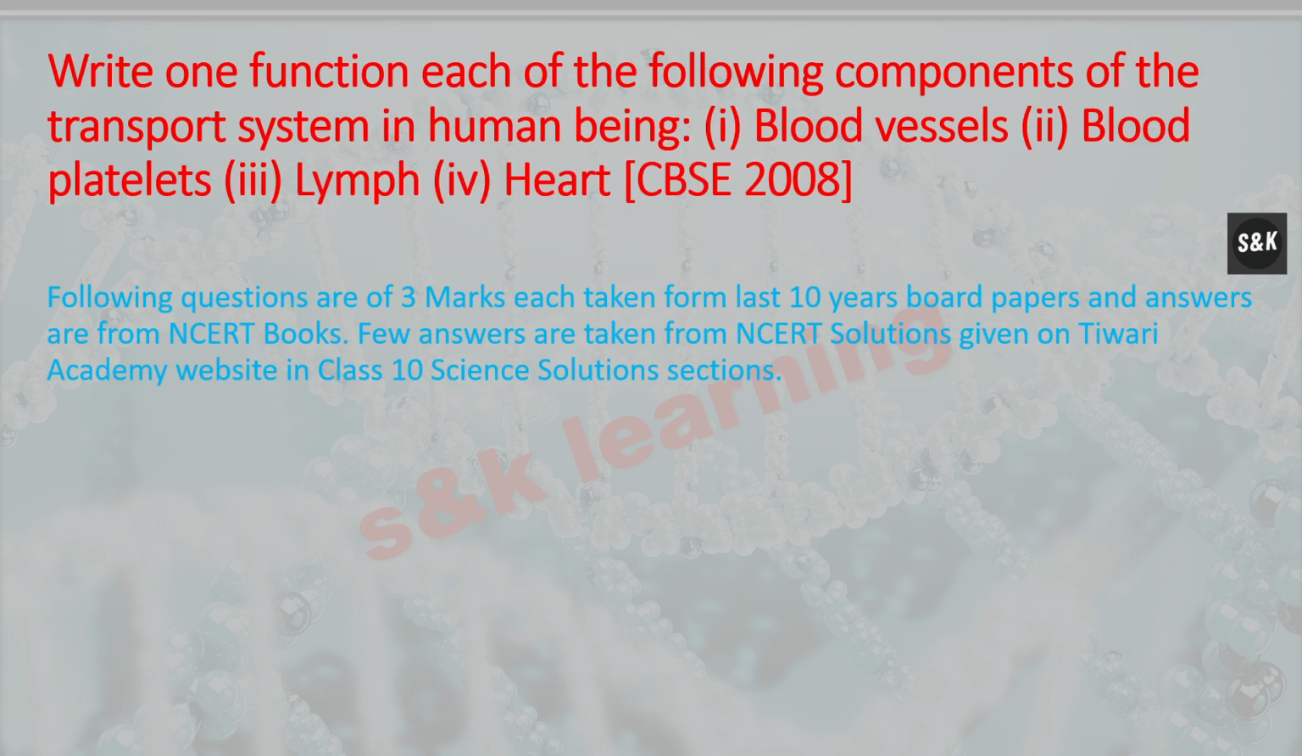Write one function each for the following components of the transport system in human beings: blood vessel, blood platelet, lymph, and heart. Blood vessels are the vessels which carry blood from one part of the body to another. Blood platelets help in the clotting of blood in the case of a cut. Lymph is a fluid-like substance formed due to the leakage of plasma from blood vessels. The heart is the pumping organ of the body.